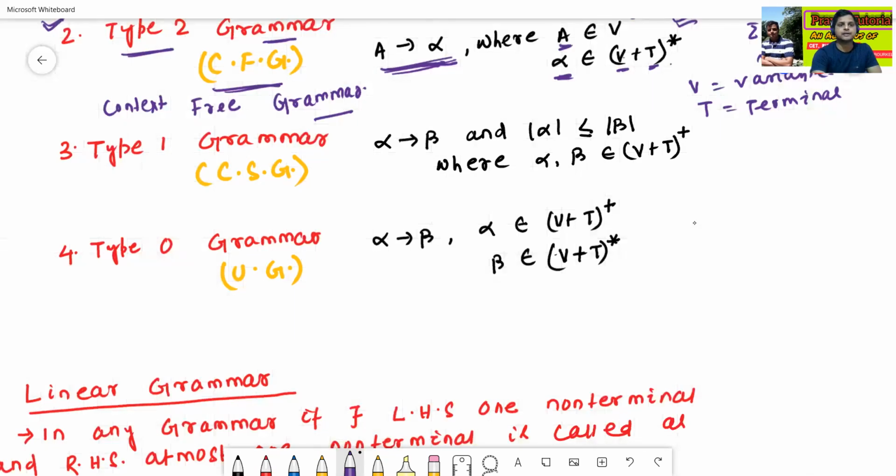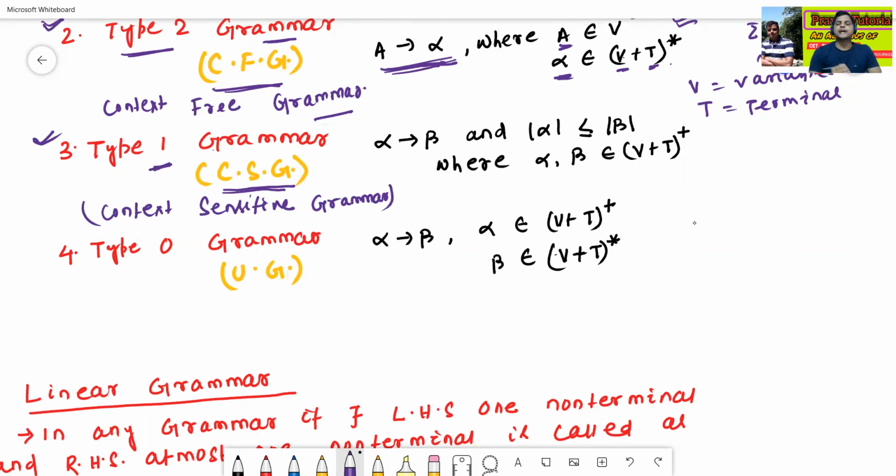The next grammar is called type 1 grammar. Type 1 grammar is called CSG. CSG means context sensitive grammar.